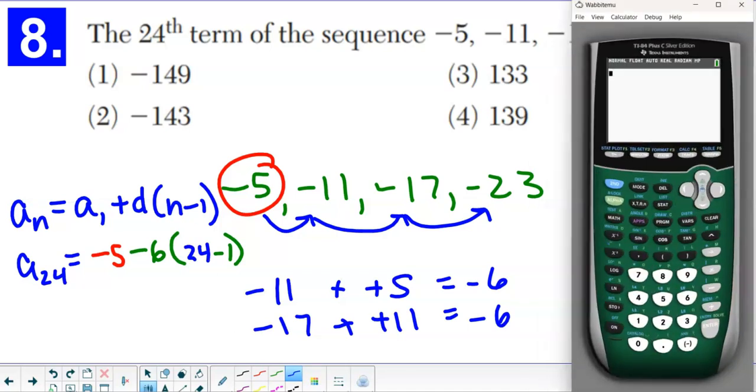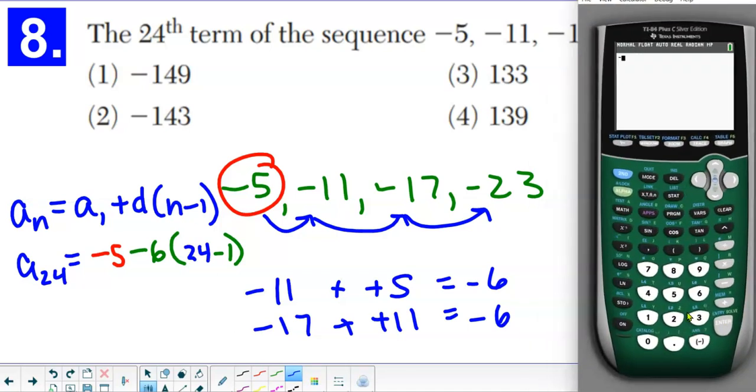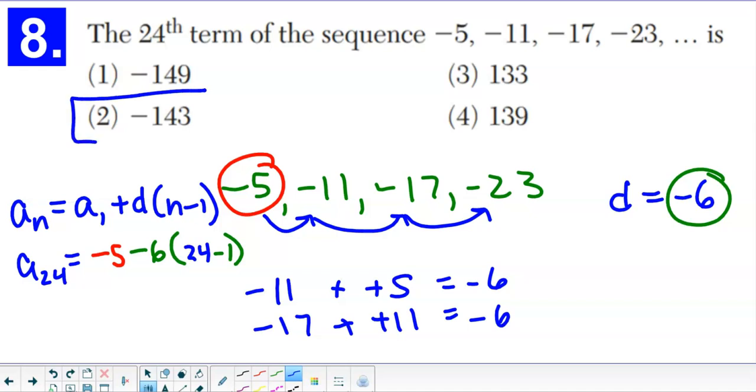So I'm going to put that in my calculator here. Negative 5 subtract 6 parentheses 24 minus 1. And I get negative 143.